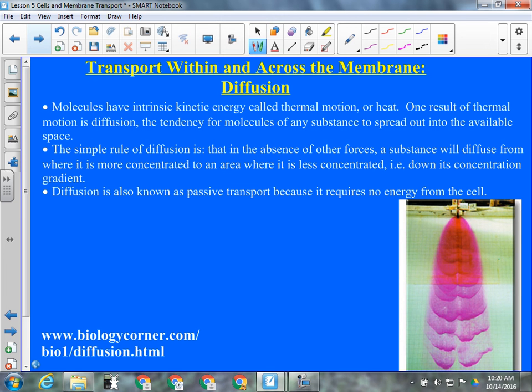And that's what we see with that picture there. Ink is being put into water, and we see that it's eventually getting less and less concentrated and spreading out over the entire area. All right, so underline that, and this. Those are the two important things about diffusion.